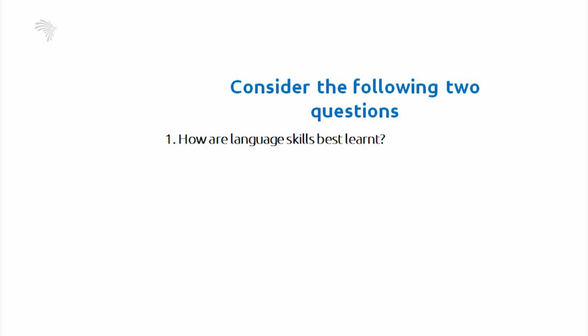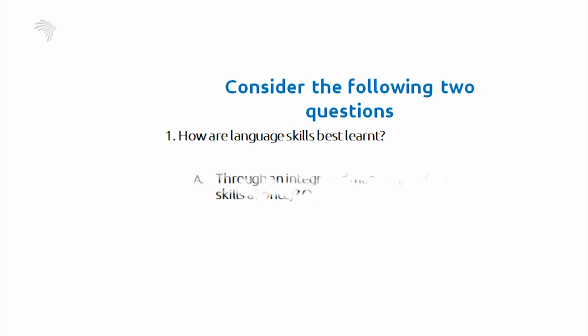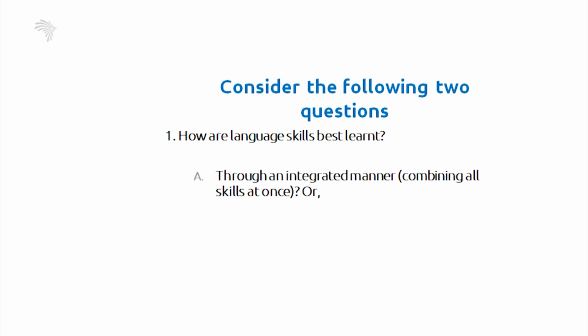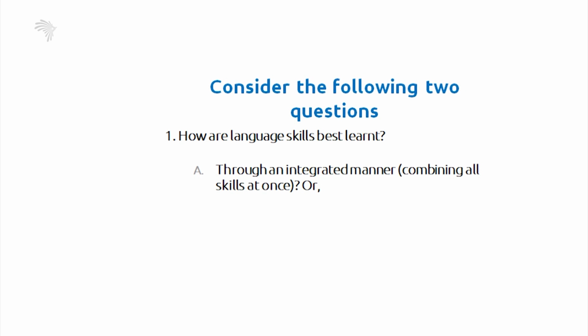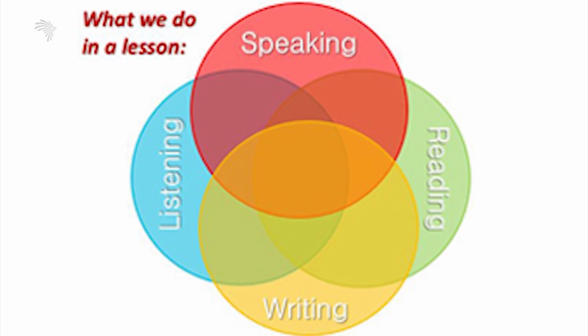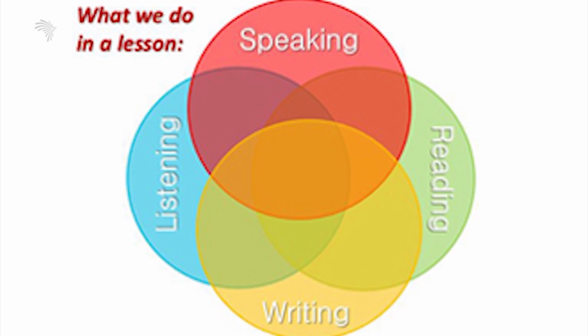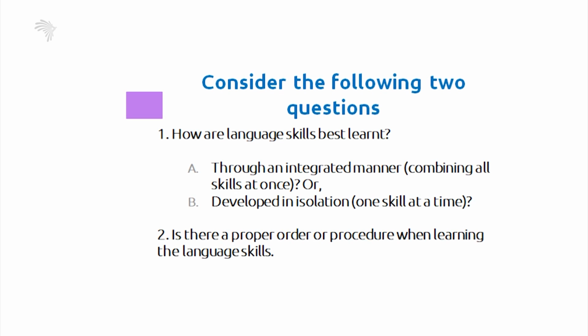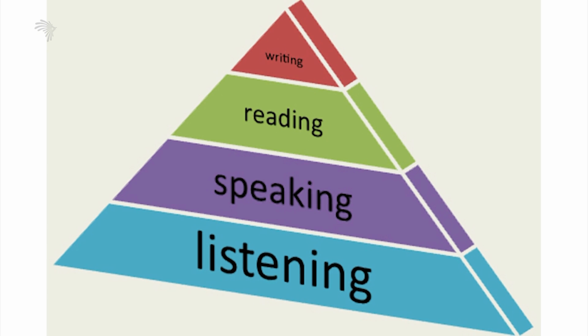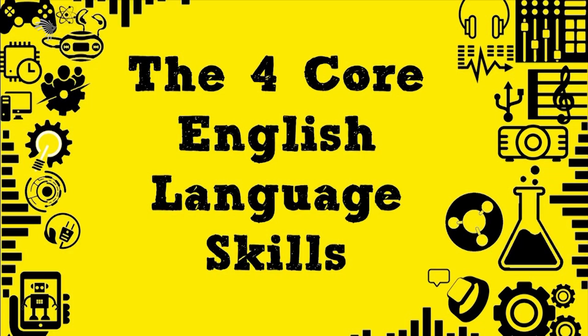Consider these 2 questions before we move on. How are language skills best learned? A, through an integrated manner, combining all skills at once, or by developing one skill at a time in isolation. What do you think? How about this question? Is there any proper order or procedure when learning the language skill? Should one come after the other? And what is the rationale for that?